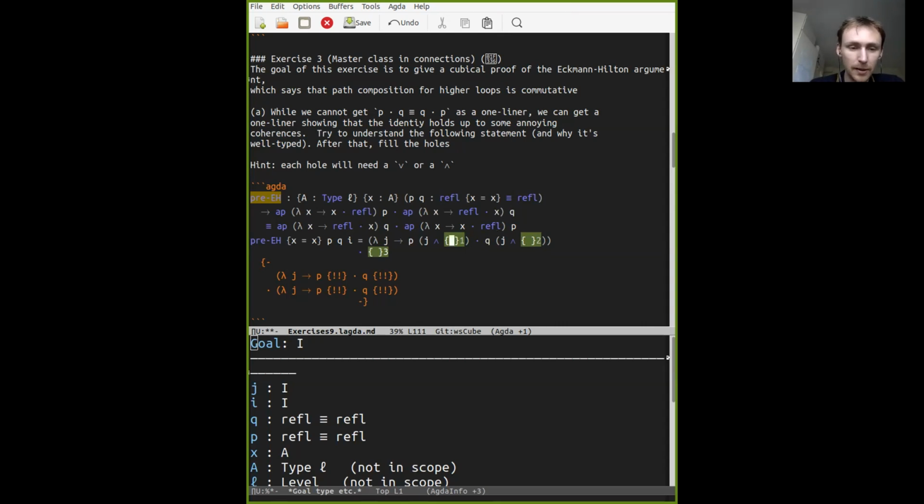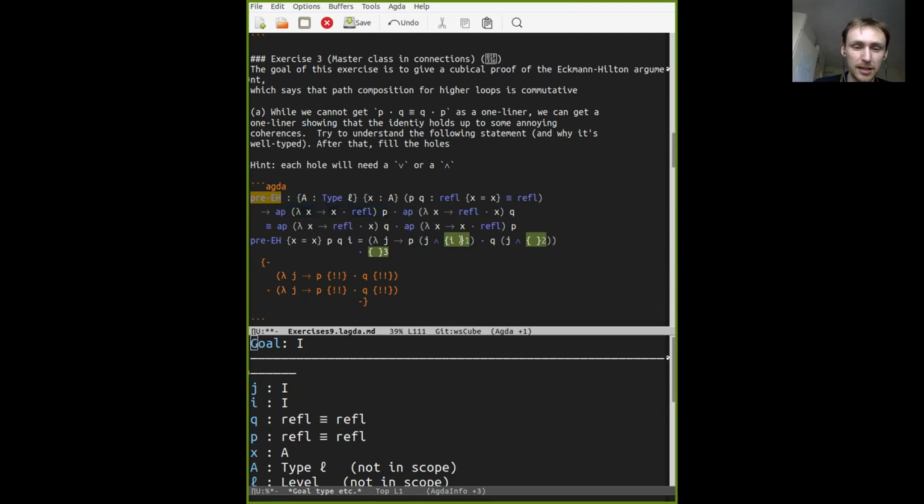So let's think about it. What happens if we put an I here? Well, then when we restrict I to 0, we'll get a refl here. And that's not good. Because if we get a refl here, then we have composed with refl on the left-hand side in our original path. And it should be on the right-hand side, right?